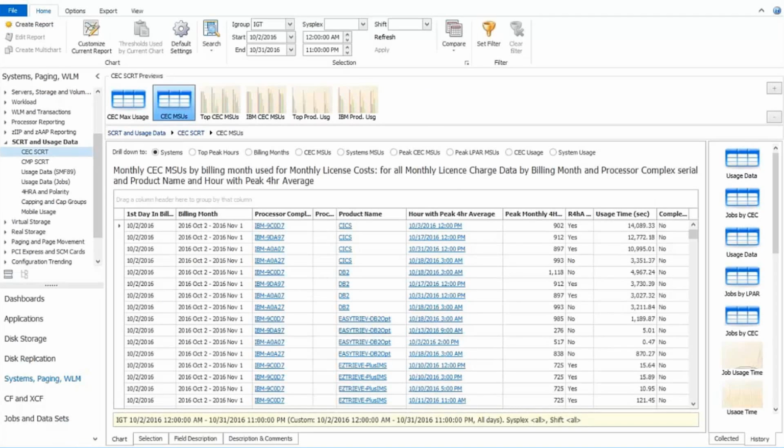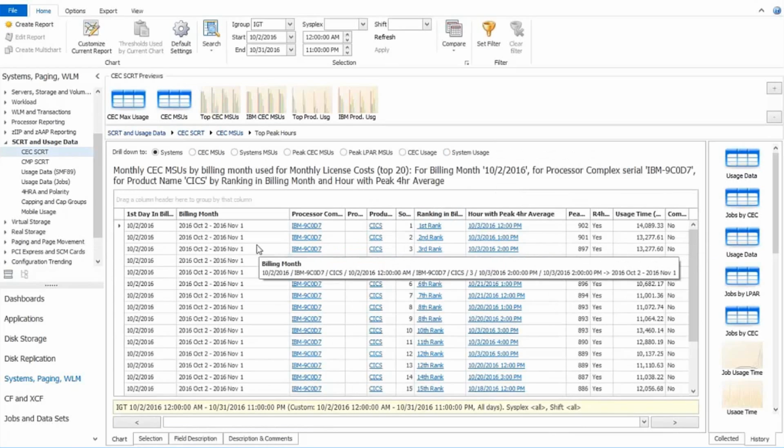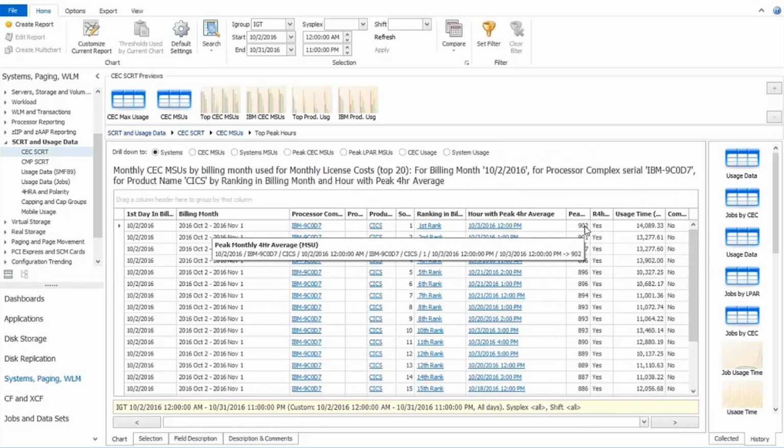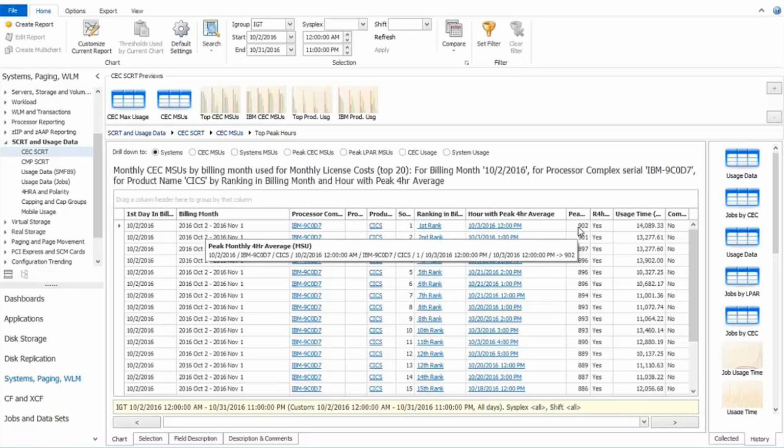Here we see all the peak values for this billing month, the peak MSU values for each combination of processor and product, and the time when they occurred. So let's drill into that time period for this peak value here for CICS. And here we see now the top 20 values for this billing month. So we can compare the values at the top with the other values during the month and see what kind of a difference there was, so that we know what kind of action we want to take in terms of managing that peak.